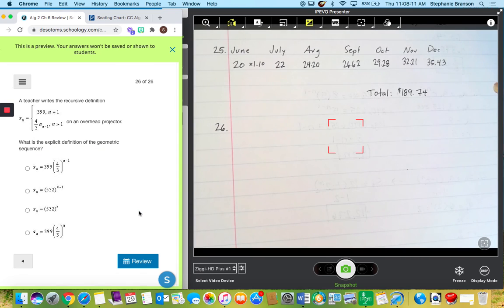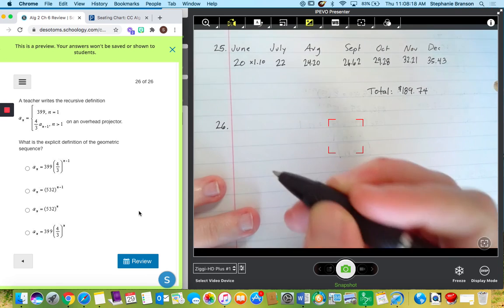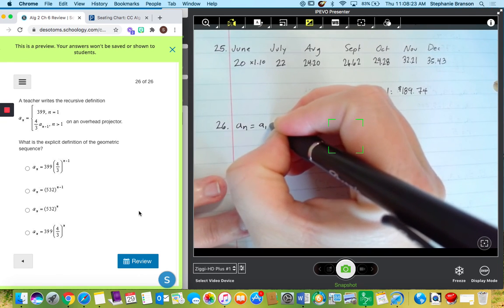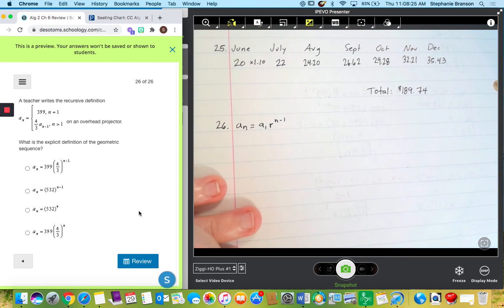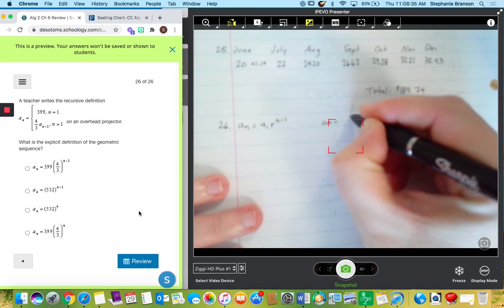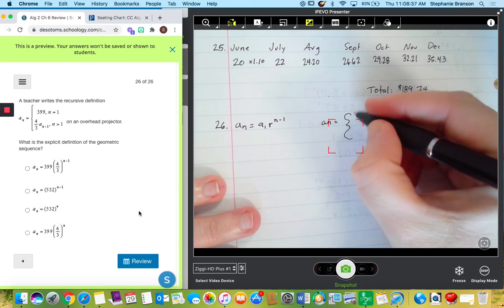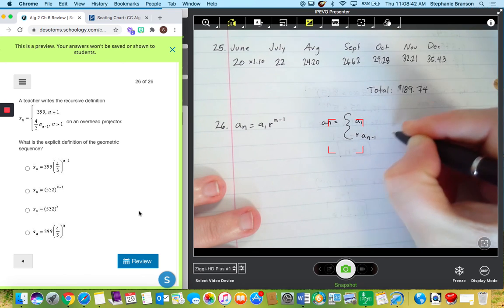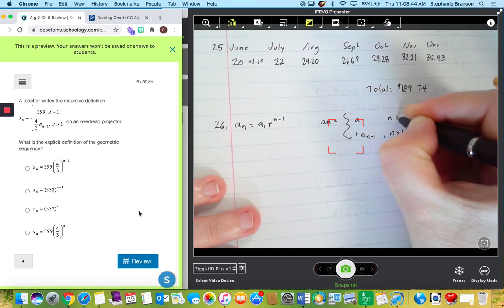Number 26. A teacher writes the recursive definition on the board. What is the explicit definition of the geometric sequence? Remember, the explicit definition is written as a sub n is equal to a sub 1 times r raised to the n minus 1. A recursive definition is written as a sub n is equal to r times a sub n minus 1, where n is greater than 1, and a sub 1 when n equals 1.